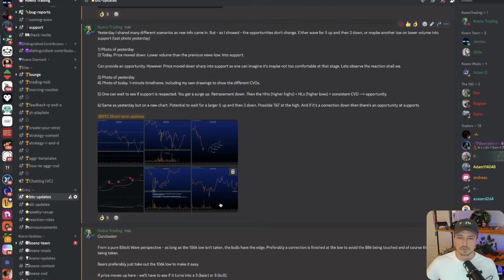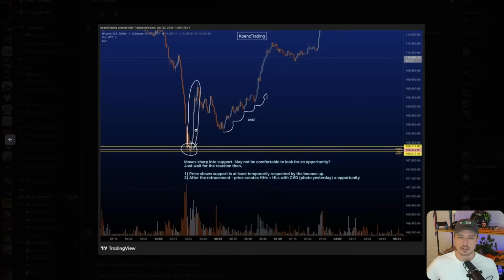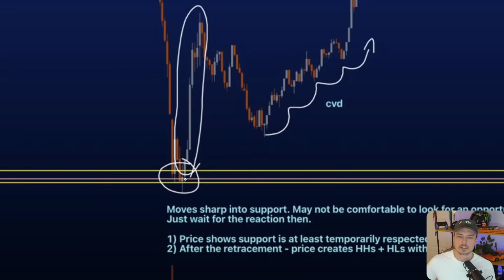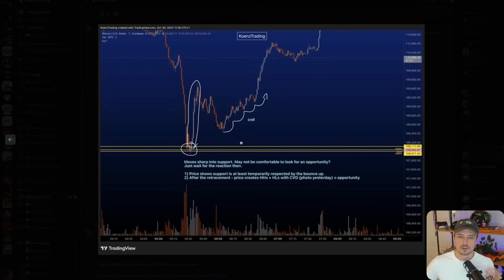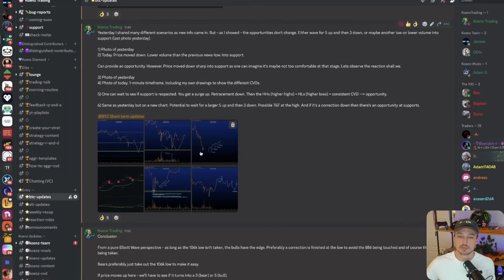So what you then like to do is just wait and see if price is holding that area of support. Do I have it? Yeah, I have it over here. So you like to wait and see what price does. Now, eventually price hovers here. You get this move towards the upside. And this move up from support shows you that at least the area of support is temporarily respected.